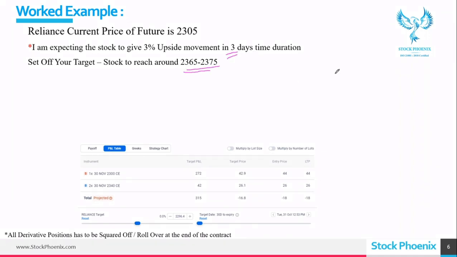Any doubts, sir, madam? Whenever you trade in derivatives, time, range, that is the target, and momentum, all three are very important. Without this, you cannot touch derivatives. Can I get one line of yes from everyone?